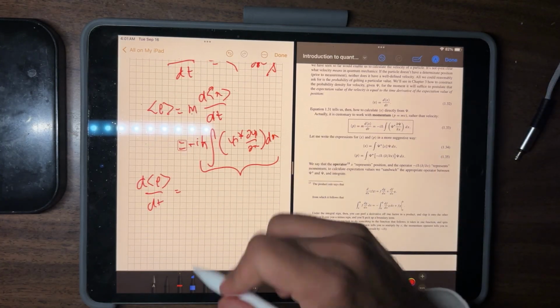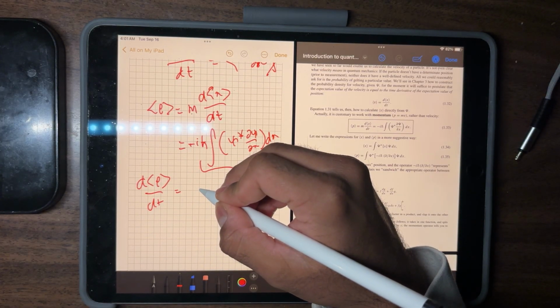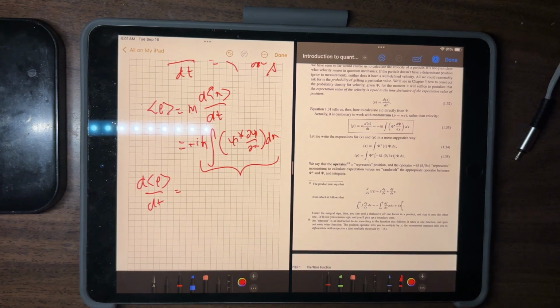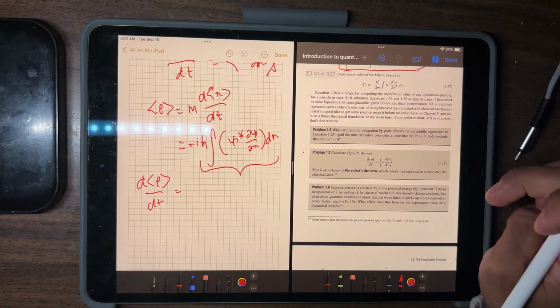which means I would have to differentiate m times expectation value of v, and by the Ehrenfest theorem that is what? Minus curl v by curl x.